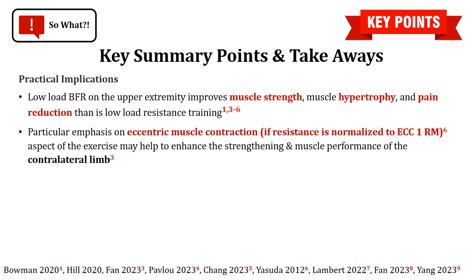Particularly there is emphasis on eccentric muscle contraction, if resistance is normalized to an individual's eccentric 1RM, that is. The aspects of exercise may help to enhance the strengthening and muscle performance on the contralateral limb. So in addition to just the immobilization and the ischemic preconditioning that can occur on the immobilized limb, and certainly we saw benefits in the postoperative and the non-operative immobilized limbs in the more recent 2 studies, this eccentric muscle contraction only really applies if it is adequately dosed.